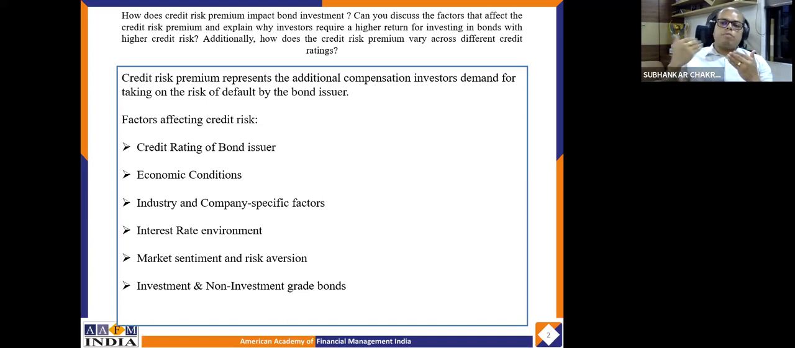But when you are investing in non-investment grade bonds, which typically come as B grade or C grade bonds, and which are very prevalent in the US market as junk bonds, those junk bonds typically trade at a very, very high credit risk premium, because there's a very high chance that you might not get the money back. So people should get a very sizable compensation for their investment.